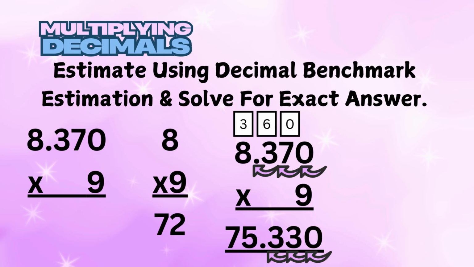So my estimate was 8 times 9 with a product of 72. When I solved the multiplication, I came up with a product of 75.330. And comparing that to my estimate, I know I have a reasonable estimate and product.